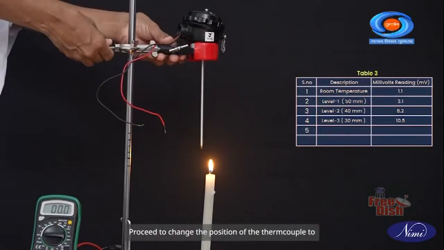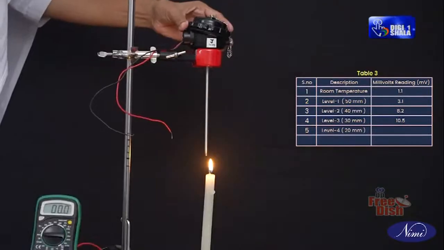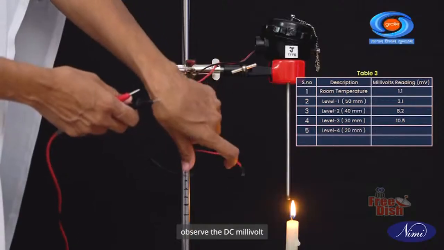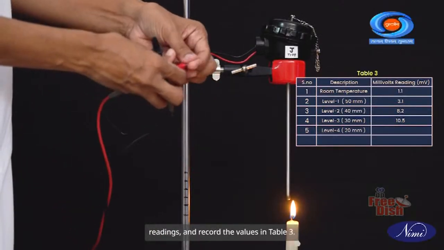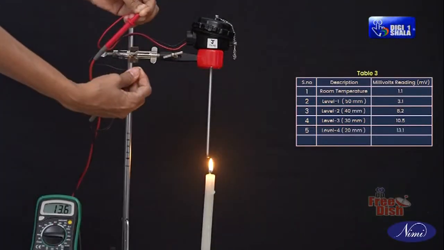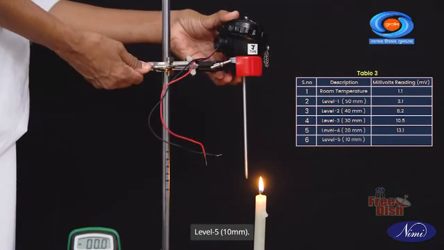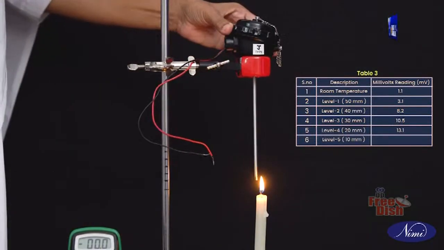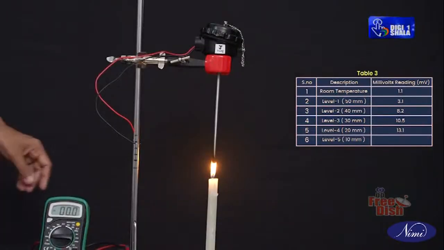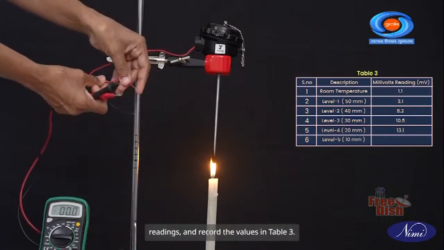Proceed to change the position of the thermocouple to level 4, 20 mm. Hold for 5 seconds, observe the DC millivolt readings and record the values in Table 3. Finally, change the position of the thermocouple to level 5, 10 mm. Hold for 5 seconds, observe the DC millivolt readings and record the values in Table 3.